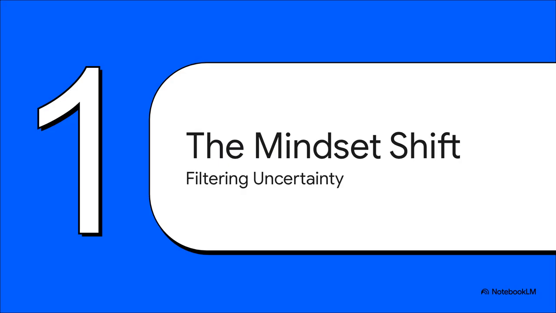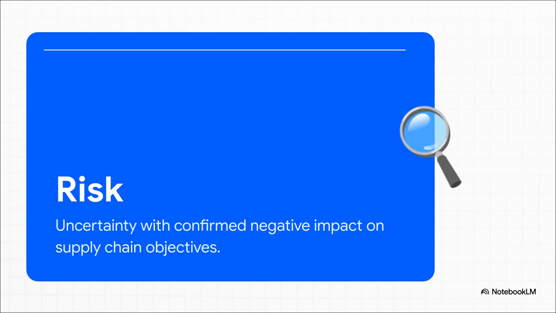All right, Section 1, the mindset shift. Filtering uncertainty into true risk. Before you can actually manage risk, you have to realize that optimized, everyday conditions are totally temporary. To think like a true professional, we've got to establish a core definition right off the bat: the difference between uncertainty and risk. Uncertainty is basically the parent category. It's any situation where the future outcome isn't known for sure.